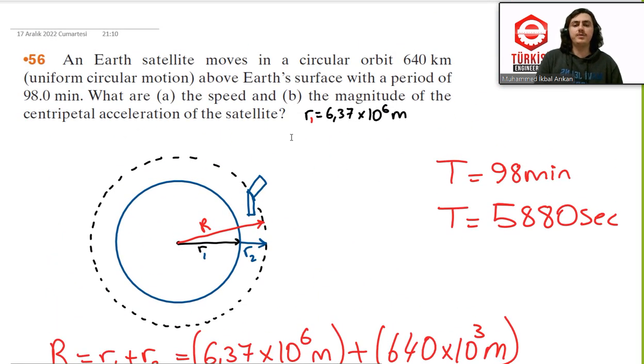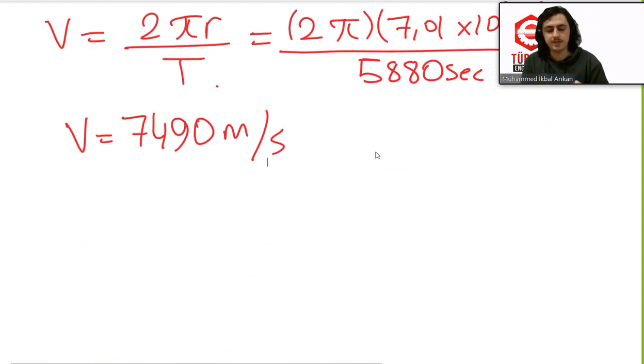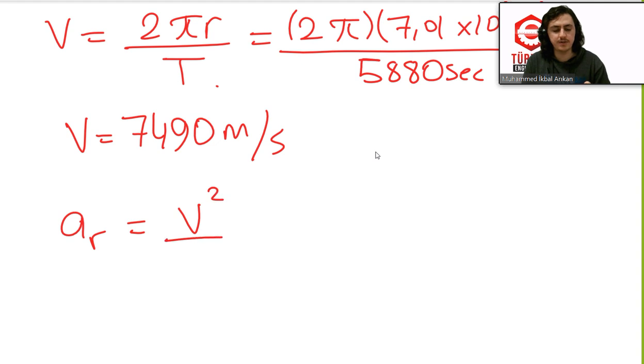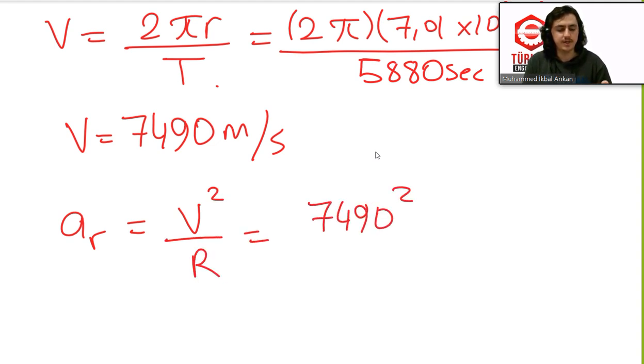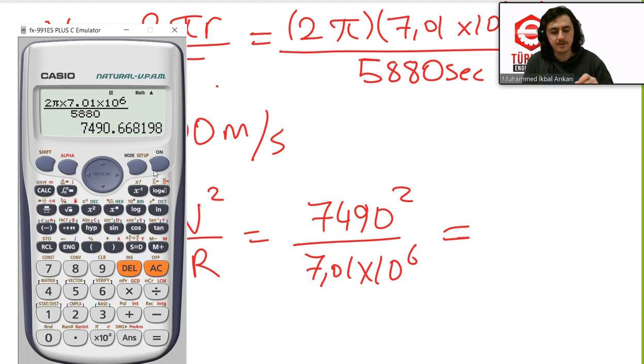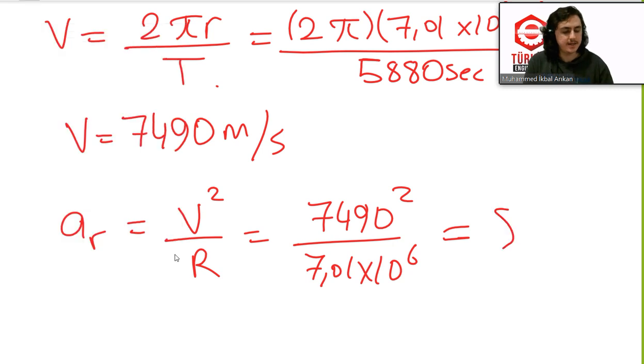What about the centripetal acceleration? How can I calculate the acceleration? Acceleration a_r will be equal to just the velocity squared divided by r. So I know the velocity, which is this one, take the square of it and divide by r, which is 7.01 multiplied by 10 to the 6. So let's divide this, and I will get 8 meters per second squared.